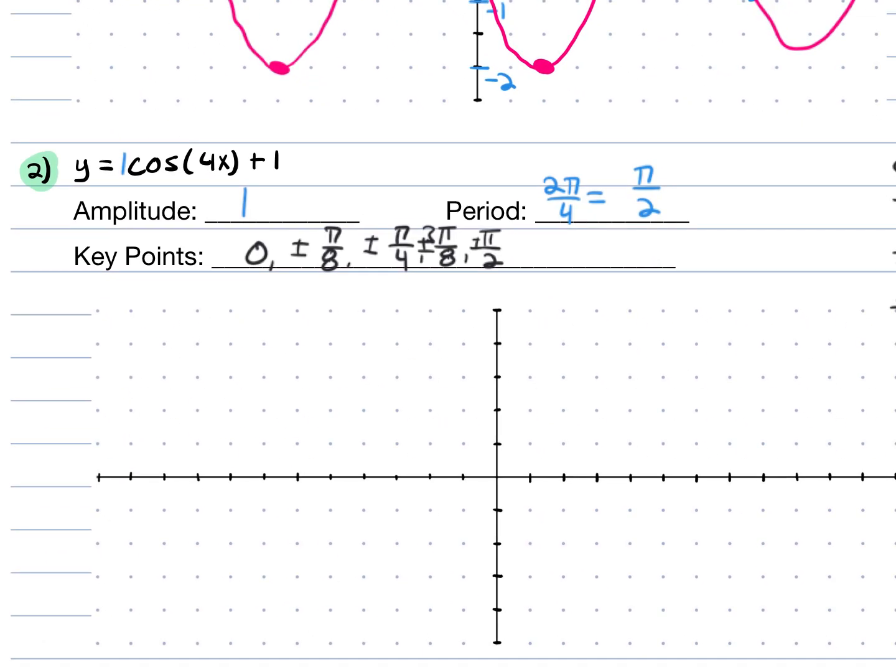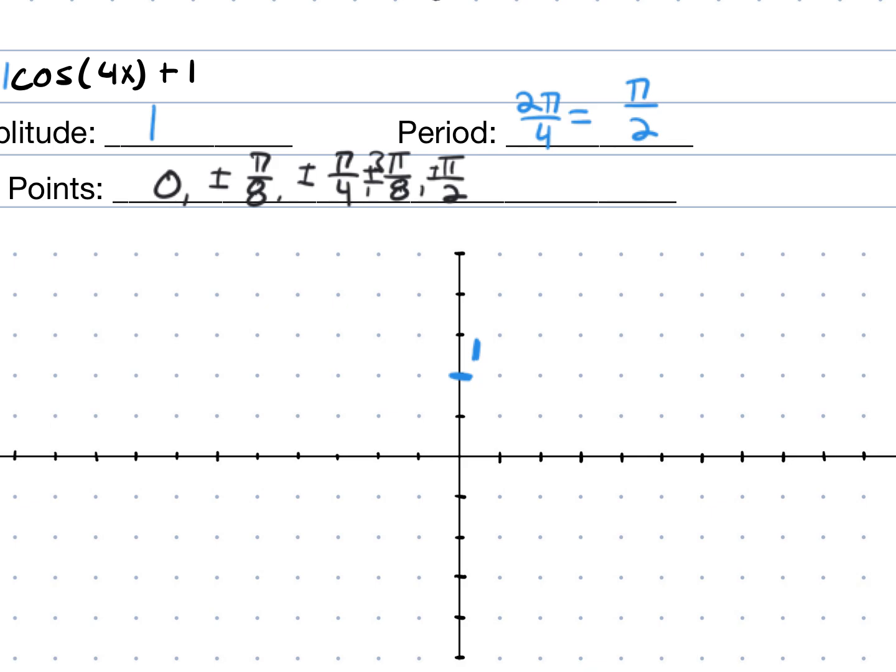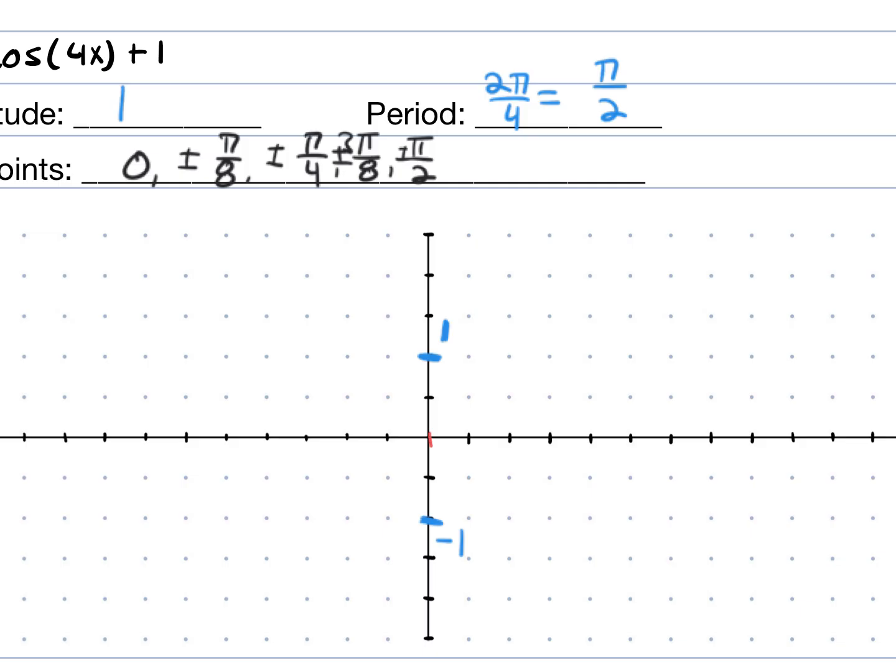All right, so now we can mark the amplitude. Again, doesn't matter where you label it as long as it's the same on the top and the bottom. I'm just going to say it's right here. 1, -1. And then let's mark the key points. It's going to be at 0, pi over 8, pi over 4, 3 pi over 8, and then pi over 2.